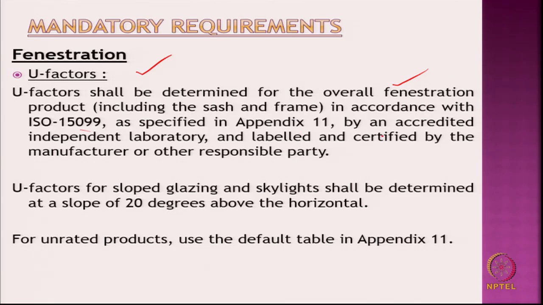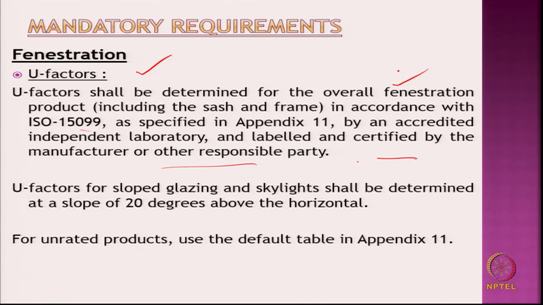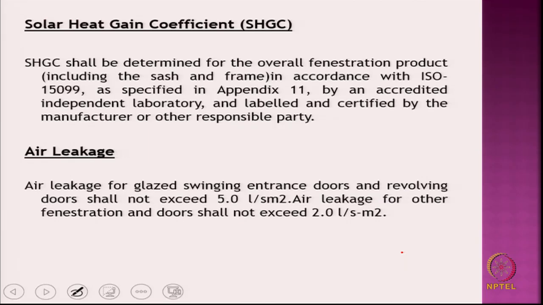and the values determined should be through some sort of measurements done by approved test houses or laboratories, etc., and certified by the manufacturer or other. Like for example, if it is an IS standard, Indian standard stamped, so that kind of thing. So, what is the U value of the fenestration glasses? These are important. U factors for sloped glazing, skylights, etc. For unrated products where the rating is not given, one can make use of some data. So, this information is available, this is given in the code.